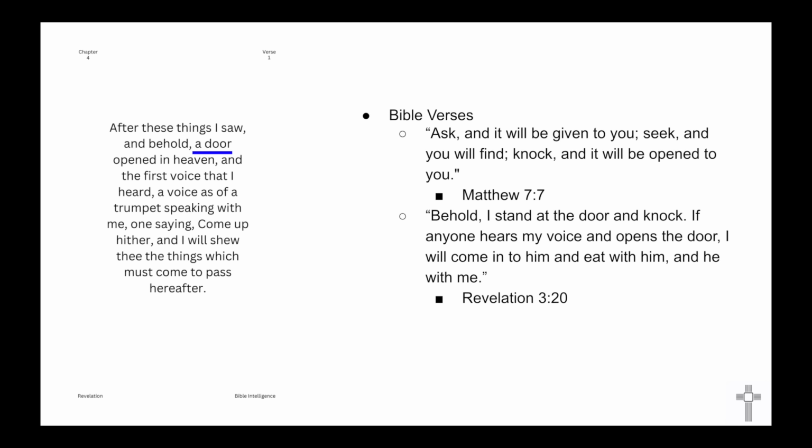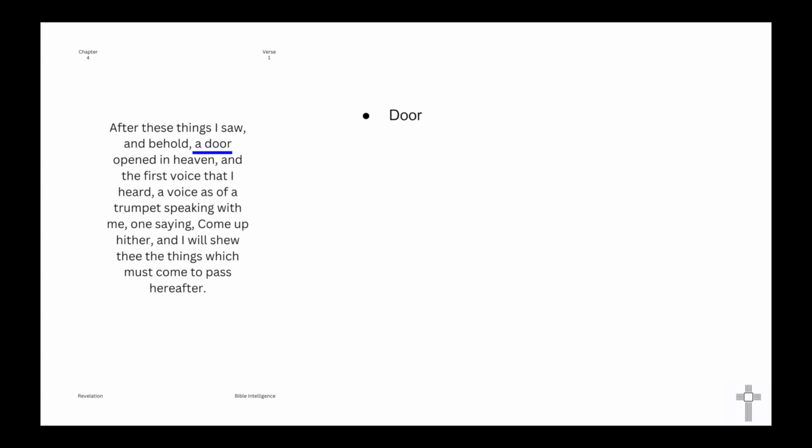If anyone hears my voice and opens the door, I will come into him and eat with him, and he with me. Or how about this verse where Jesus literally says, "I am the door. If anyone enters by me, he will be saved." And we're seeing this in John 10, chapter 19. So, door. Okay, let's talk a little bit about it.